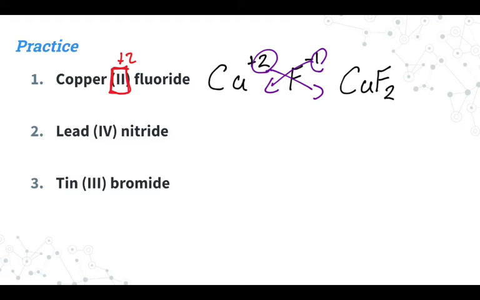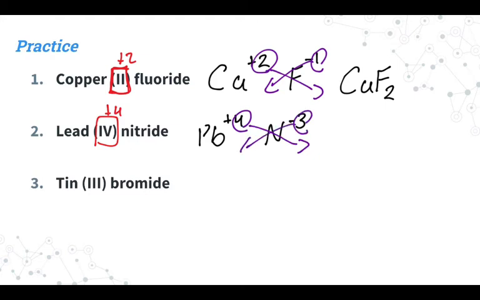Let's take a look at lead(IV) nitride. Lead, being Pb, has that +4 charge. Nitride is nitrogen, and looking on the periodic table, nitrogen will have a -3 charge. We'll cross these down, so we are going to get Pb3N4.